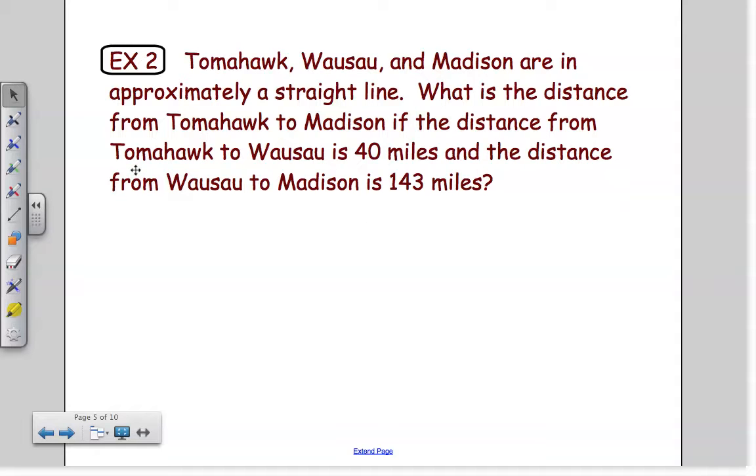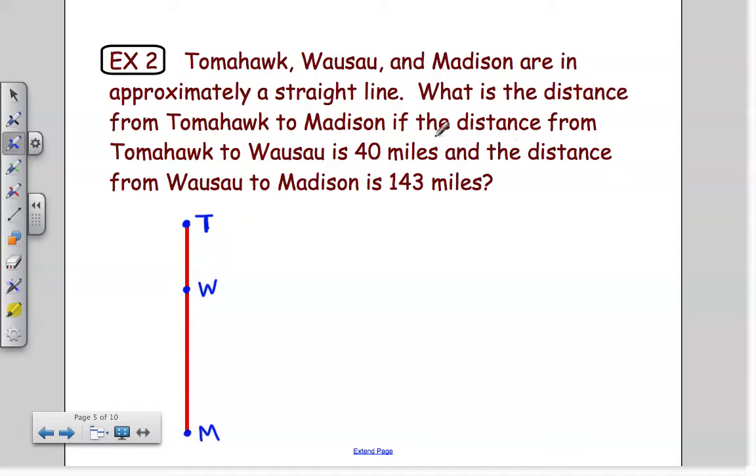So I'm going to draw a little sketch. Geometry, pictures, and sketches are very helpful. We're obviously dealing with some sort of line segment in this case. I'll draw this line here. We know that Tomahawk is the furthest north. I'll put T for Tomahawk. And we know that Wausau is south of Tomahawk, and then gotta go quite a ways to get to Madison.